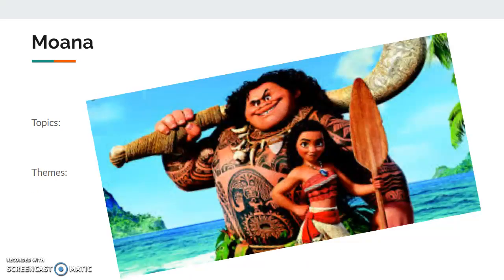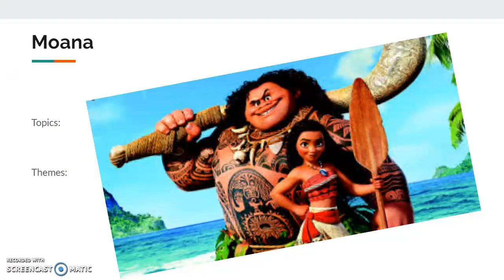Then we get into more complicated stories. Things like Moana, where there are a lot of different relationships at play, a lot of different complicated characters, especially in Maui, who's more of a trickster than a hero. He's sort of both, the good guy and the bad guy. So it addresses topics like family and loyalty and leadership in more complicated ways.